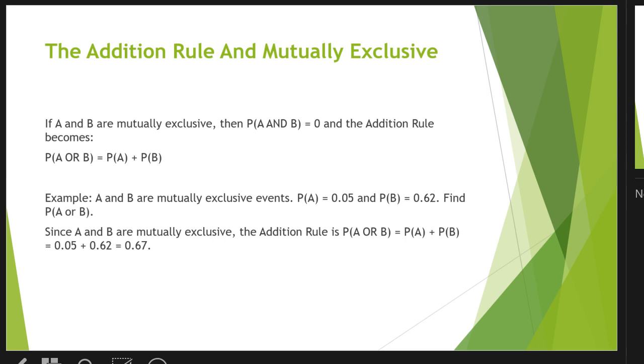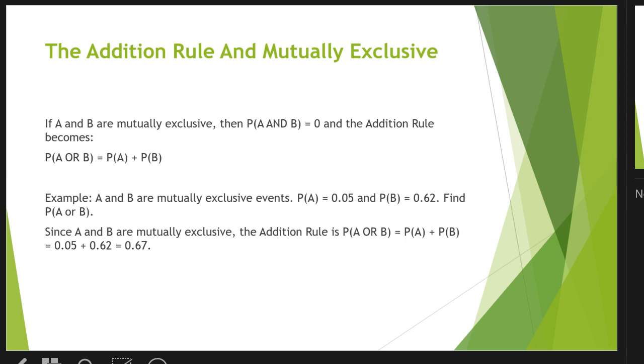So just a note about the addition rule and mutually exclusive. If A and B are mutually exclusive, then the probability of A and B equals 0, right? They can't happen at the same time. And the addition rule then becomes the probability of A or B equals the probability of A plus the probability of B.